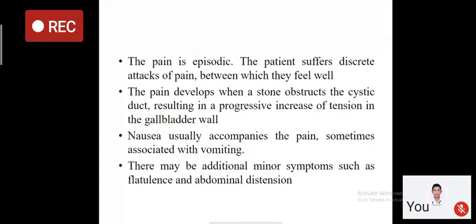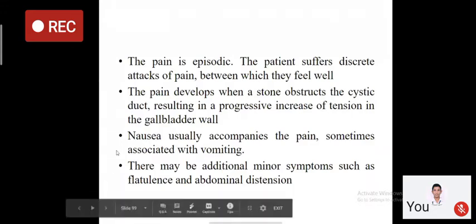So what is the pathology behind this pain? The pain develops when a stone obstructs the cystic duct, resulting in a progressive increase of tension in the gallbladder wall. So why is there pain in cholecystitis? This is because of the increased tension in the gallbladder wall. And why is there increased tension in the gallbladder wall? Because the stone is obstructing the cystic duct, preventing the emptying of the gallbladder. And this pain is usually accompanied by nausea and sometimes with vomiting.